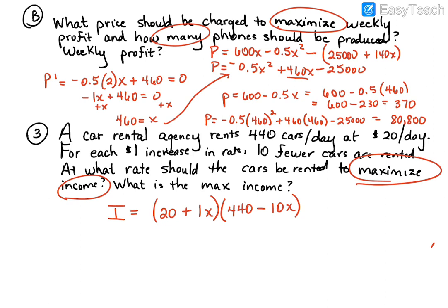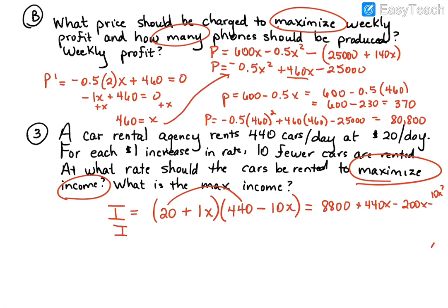So we're going to need to find a derivative. And I think in this case, instead of doing the product rule, I'm going to go ahead and FOIL it, and then it just makes it easier in the end, just doing power rules basically. So 20 times 440, you're going to get 8,800. And then you're going to get plus a 440x. And then you're going to have minus a 200x, and then you're going to have a minus 10x squared.